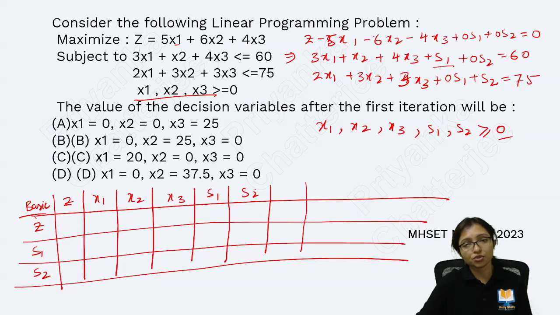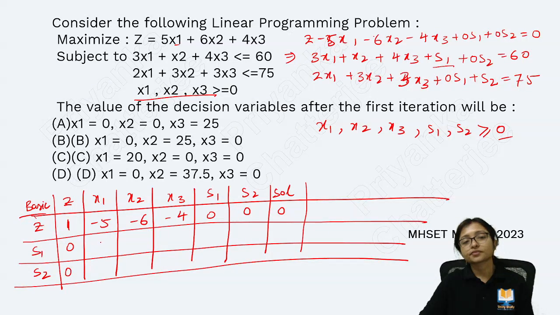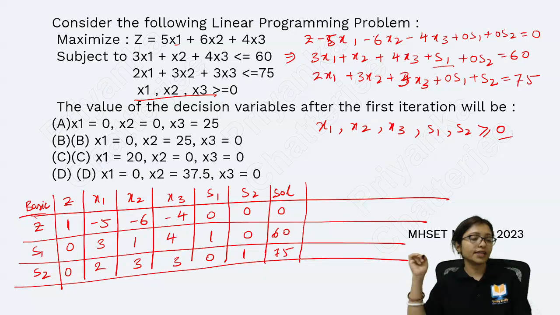Just write down the solution, and after that, the coefficient of z is 1 here. This is minus 5, this is minus 6, and this is minus 4. Then s1 is 0, s2 is 0, solution is 0. Here the coefficients are 3, 1, 4, 1, 0 and 60. Here it is 2, 3, 3, 0, 1 and 75. This is the way you will fill the table.